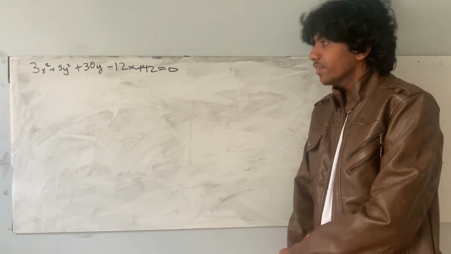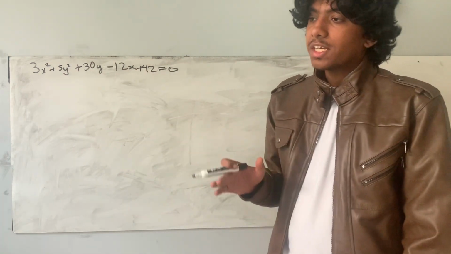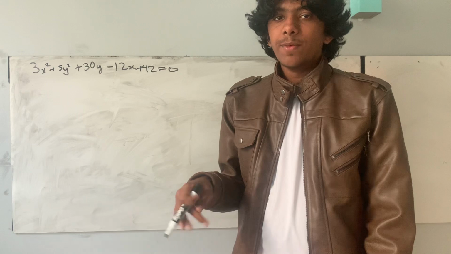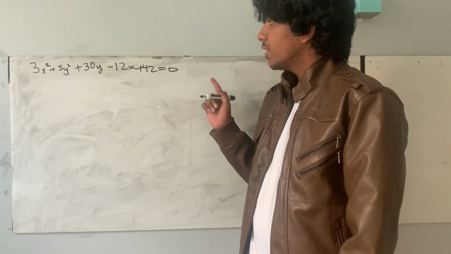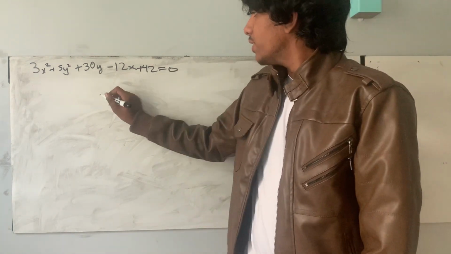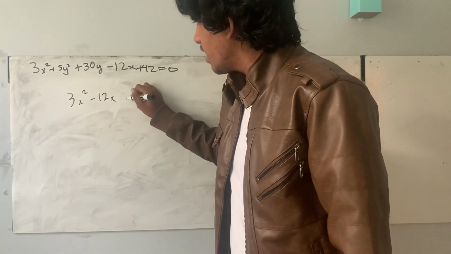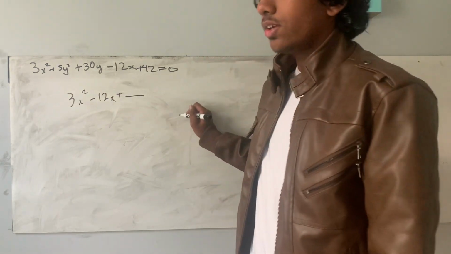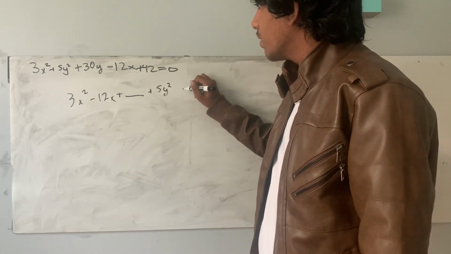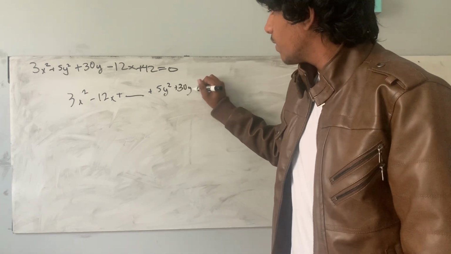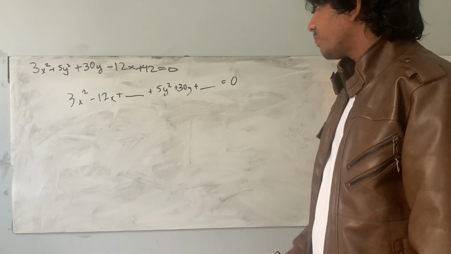So look, we have an x squared, a y squared, a y, and an x, which means we can complete the square and we can get something more compact, which will probably serve our purpose much better. So let's do that. Let's group the x's and the y's, right? Let's get this 3x squared minus 12x, and I put a plus a blank, okay? Then we get a plus 5y squared plus 30y plus a blank, that equals 0.